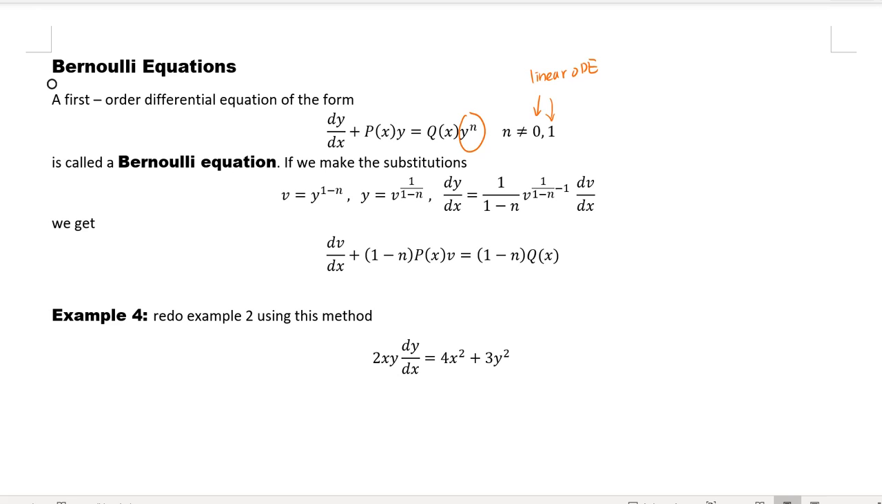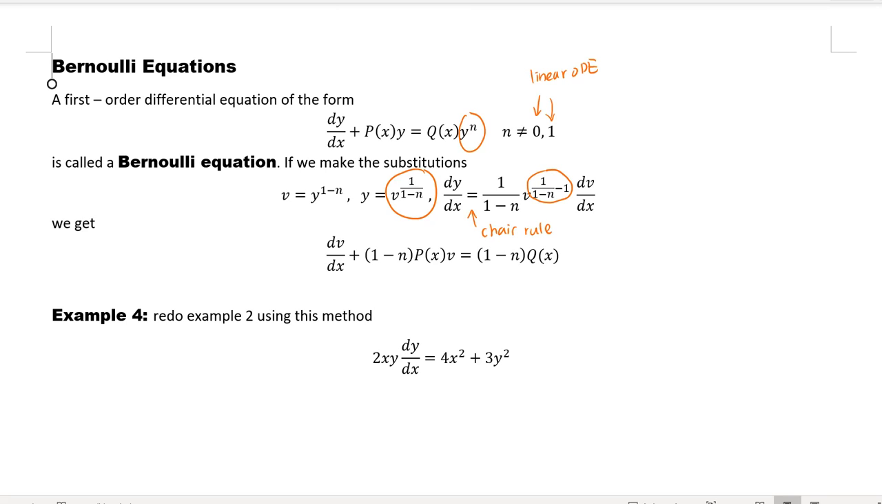And then how do we differentiate? Well, dy/dx. Chain rule, right? So v to the power 1 over 1 minus n: you put the exponent down in front, and then you have v to that exponent minus 1, times v prime. So here we're using the chain rule.